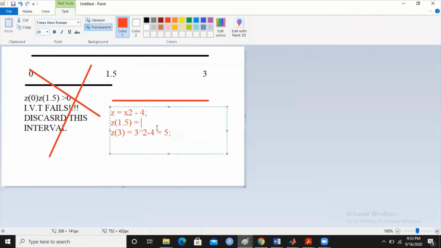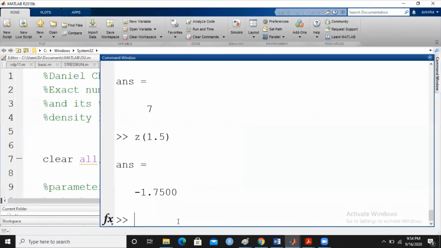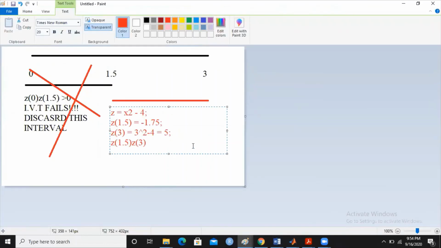Let me write it here. This is minus 1.75. Now we will have z of 1.5 times z of 3. I am multiplying the functional values at the boundaries of this new subinterval to check whether the intermediate value theorem holds or not. You can use your calculator, or you can install MATLAB. If it is a negative number, I will keep this interval, otherwise I will discard it. So let's see. Now the answer is a negative number, so you will say keep it.